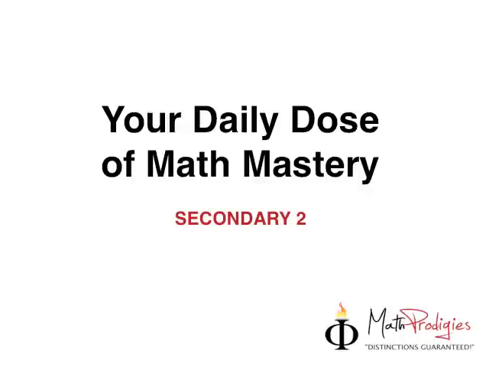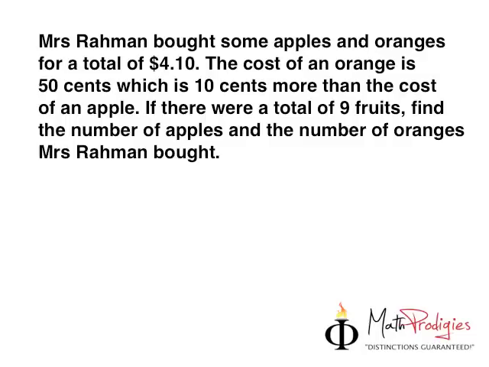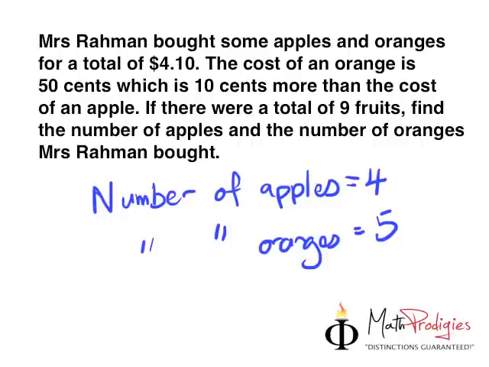So yesterday we started on a very new topic called simultaneous equations. Basically you have two equations and you want to solve for two variables instead of one. That means you have to solve for x and y instead of only x or y. Okay, so the questions are very simple actually. So I'm going to start with yesterday's question. I'm going to give you the answer right now. The question was this and the answer is this. Number of apples equals to 4, number of oranges equals to 5.